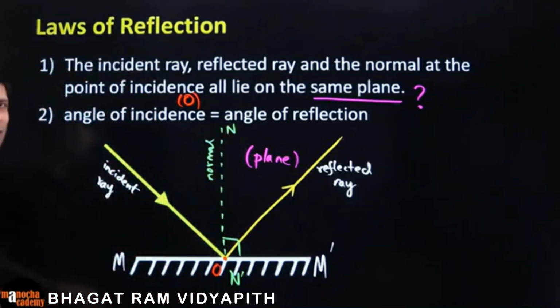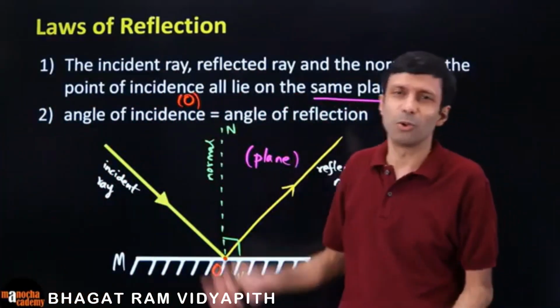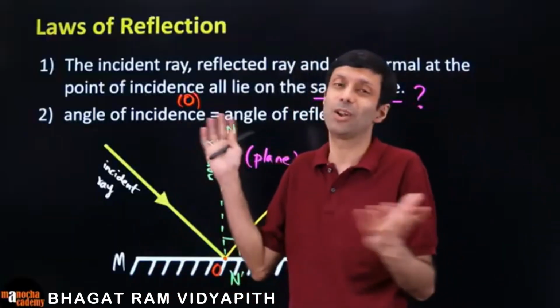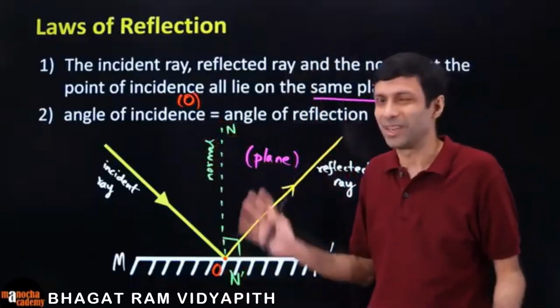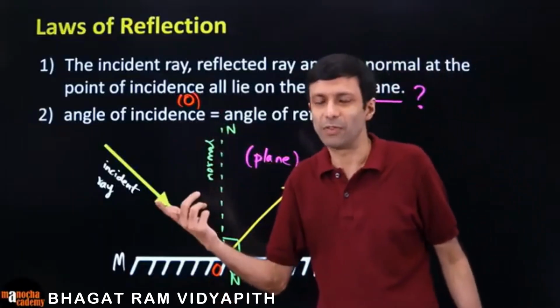Let's look at the second law, which is thankfully much simpler than the first law. I could never remember that whole sentence: incident ray, reflected ray and the normal at the point of incidence all lie on the same plane. Too many words there. But now I hope you have understood it. Now let's look at the second one. Angle of incidence equal to angle of reflection.